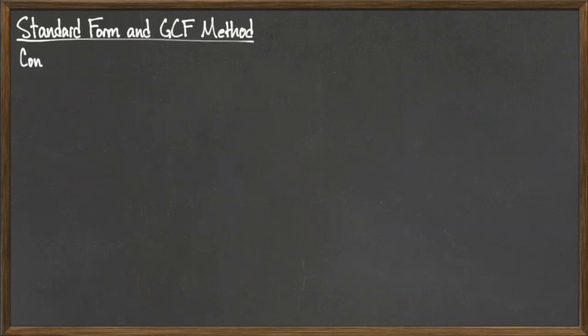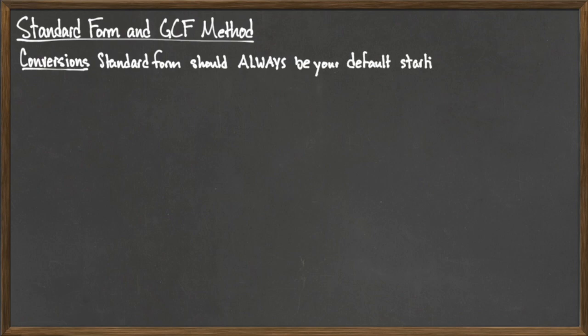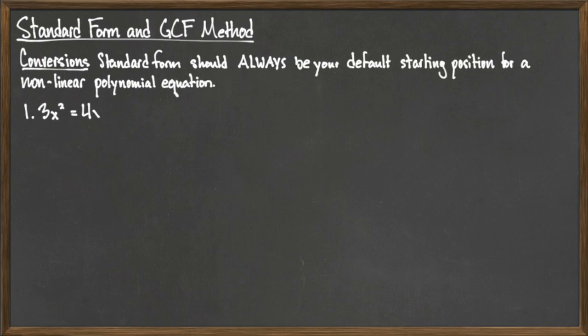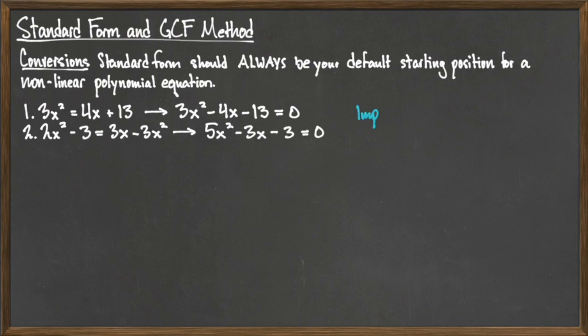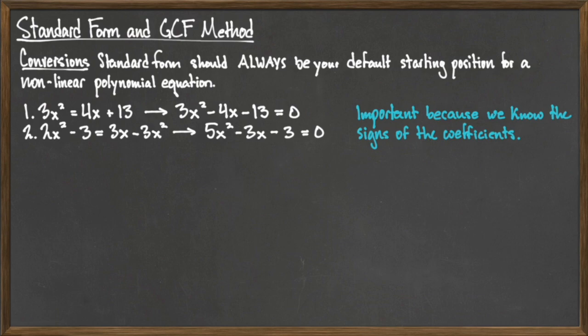So about this standard form default starting position. This is just a convention. It's always a good starting strategy so that we can employ other strategies when needed. So if I have the polynomial equation 3x squared equals 4x plus 13, I'm going to first move every term to the left-hand side so that I have a right-hand side of 0, as I've done here. 3x squared equals 4x plus 13 becomes 3x squared minus 4x minus 13 equals 0.